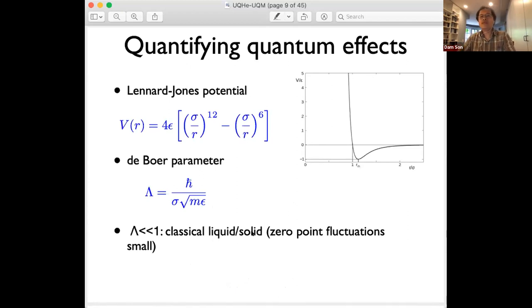Why is helium quantum? The reason for that is twofold. First of all, the mass of the helium atom is small, and that leads to large quantum fluctuations of the position of the helium atom. And secondly, the interaction potential between two helium atoms, as we will see, is also quite weak. The depth of the potential is small. The potential can be approximated by the Lennard-Jones potential, which has a van der Waals attractive tail, 1 over r to the 6, and a repulsive core. The size of the core is parameterized by the parameter sigma.